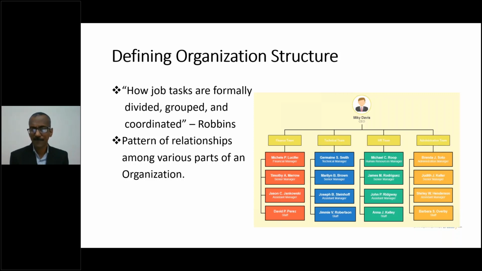Or in simple terms, we can define a structure like this: pattern of relationships among various parts of an organization. Actually, the literal meaning of the word structure is this only. In the English language, wherever we use the term structure, it refers to the relationship between various parts. For example, those who are in finance may know, you start with capital structure. Capital structure is all about the relationship between the debt and equity components of your capital. So in English, the literal meaning of the term structure is the relationship between various parts that make up a whole. Now we are concerned with organization structure. It's all about the pattern of formal relationships within an organization. Or as Robbins said, how job tasks are formally divided, grouped, and coordinated.